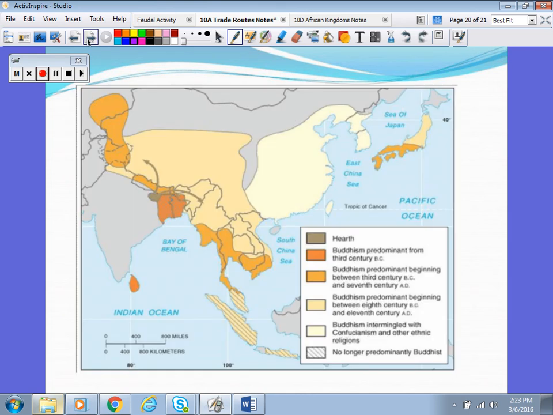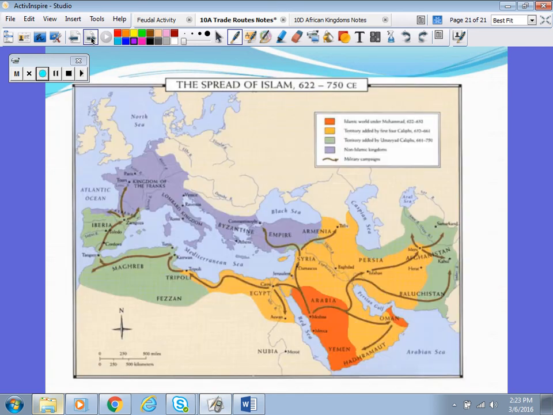Okay, here is a map just to give you an idea of the spread of Buddhism throughout Southeast Asia. And then here is another one with the spread of Islam, which you already should know, because that is the Umayyad Empire.